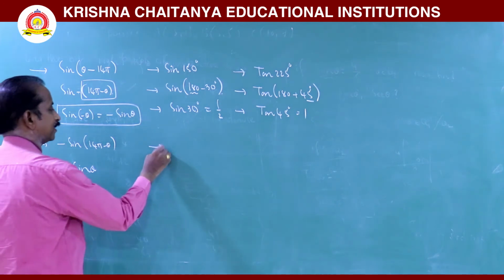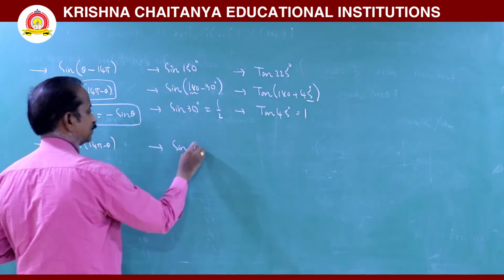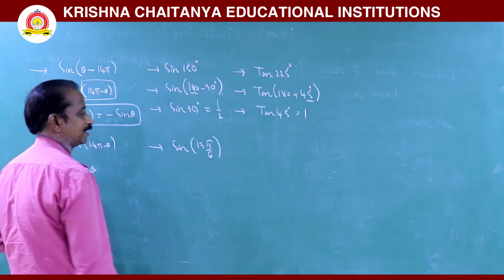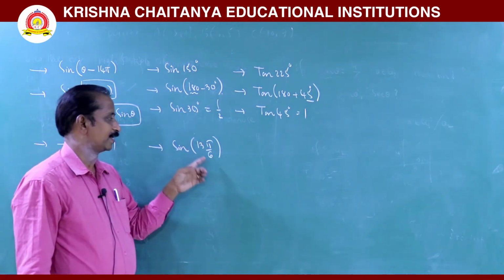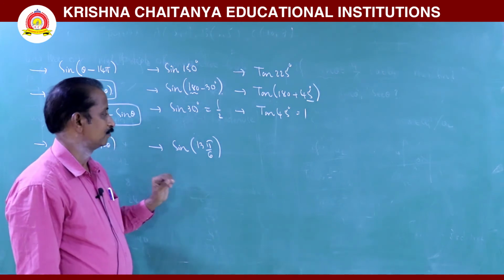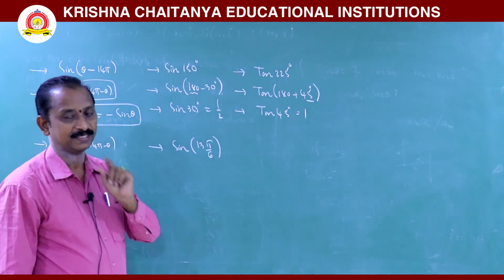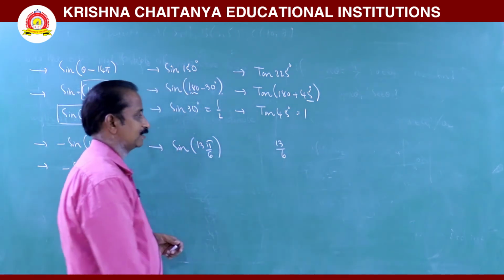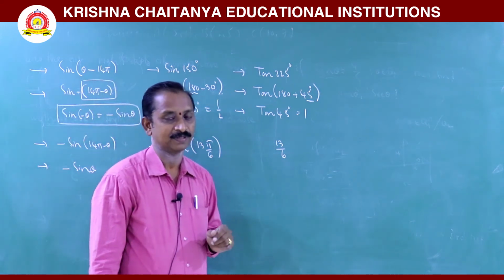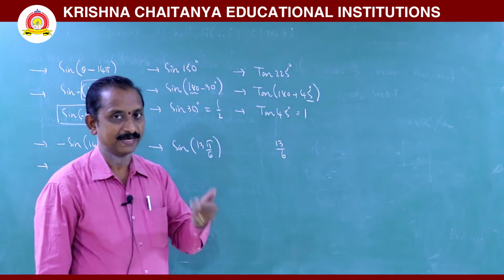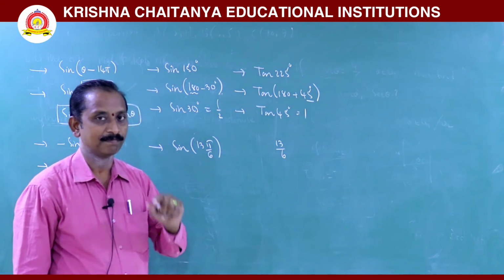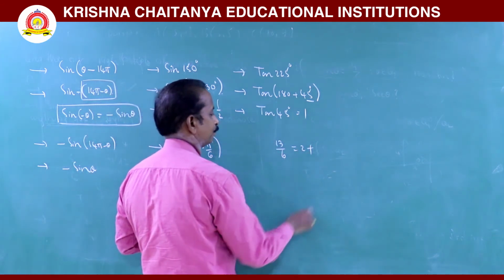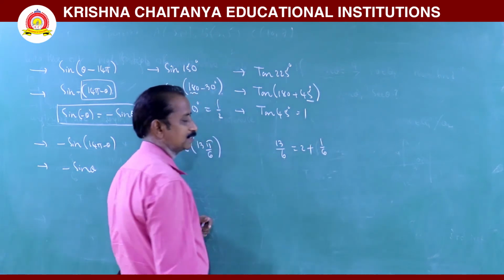Next, we can derive another one, sine of 13 pi by 6. We can write it in a simple way. 13 by 6 is a fraction, but the fraction is improper. We know that every improper fraction can be expressed as a whole number plus a proper fraction. So, 13 by 6 can be written as 2 plus 1 by 6.